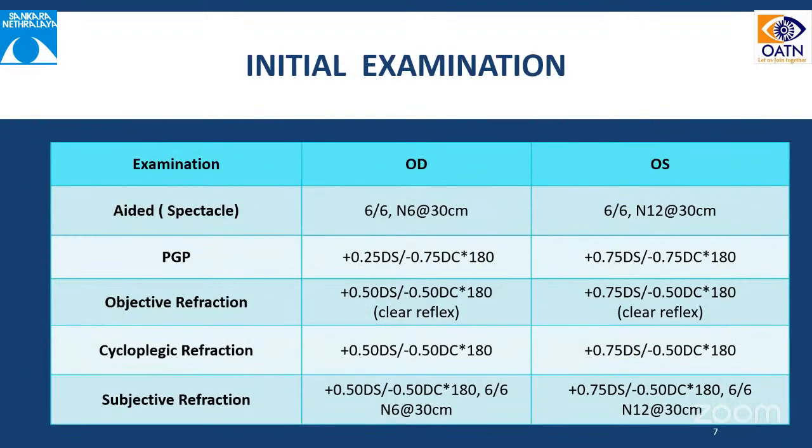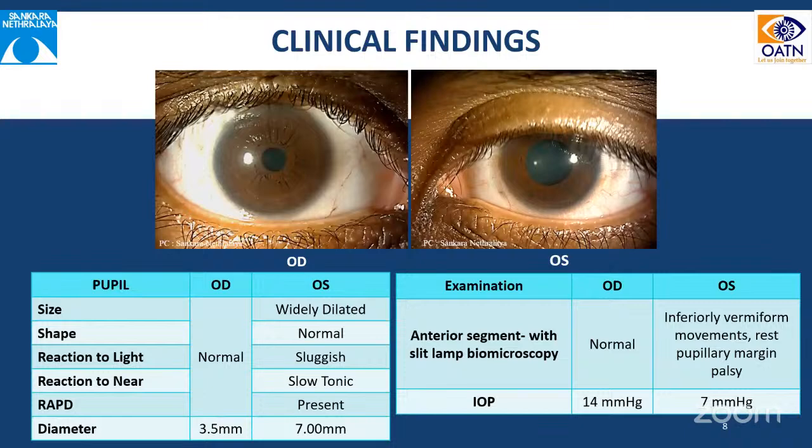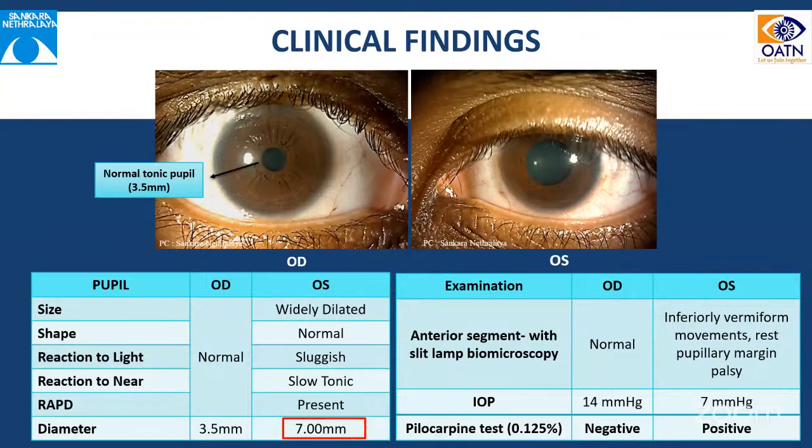Upon initial examination, his best corrected visual acuity was 6/6 in both eyes for distance, and cycloplegic refraction was similar to the acceptance, but his near visual acuity was significantly reduced to M12 at 30 centimeters. On clinical examination, anisocoria was noted. The pupillary measurement showed that in the right eye the pupil was normal at 3.5 mm, and in the left eye the pupil was slightly larger at 7 mm. The pilocarpine test was done, which was positive in the left eye, confirming the diagnosis of Adie's tonic pupil.